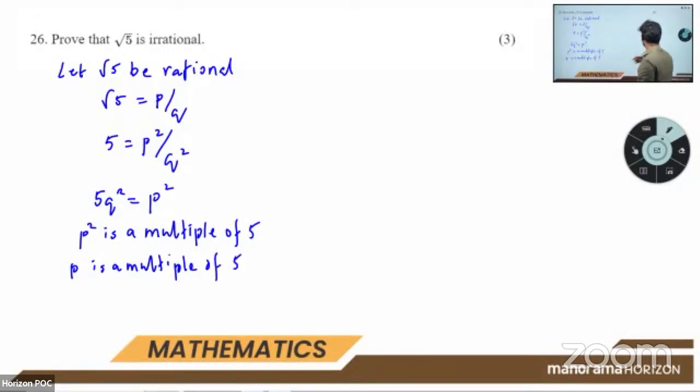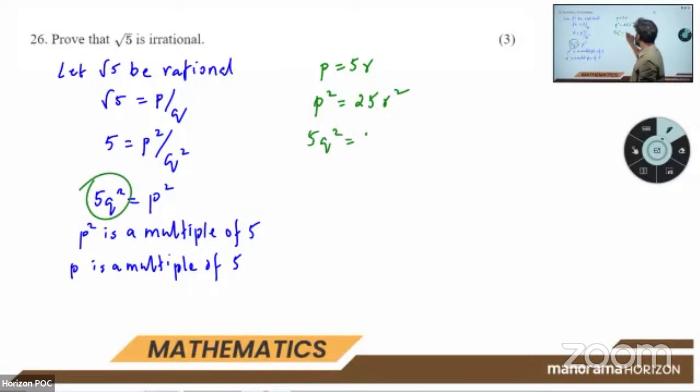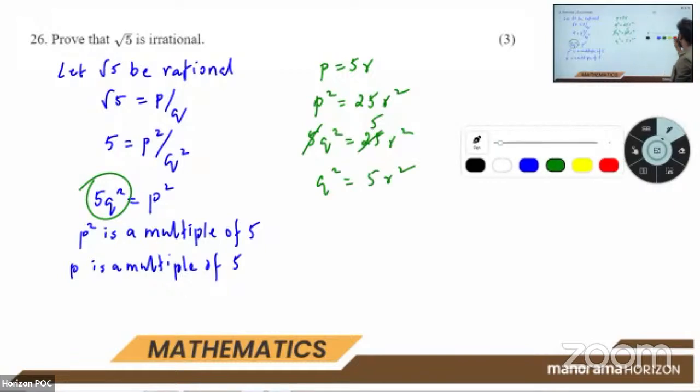So if P is a multiple of 5, can we write P is equal to 5R? Yeah, 5 into another number, right? Now taking the square on both sides, I get P square is equal to 25R square. You already have P square is equal to 5Q square, so putting that here, you get 5Q square is equal to 25R square. This 5 and this one get cancelled, so you get Q square is equal to 5R square.